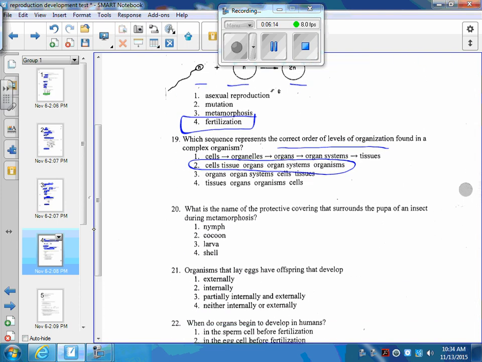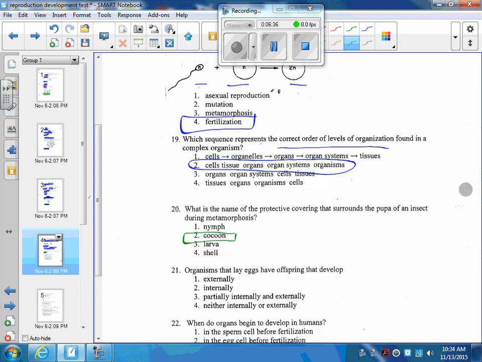This is the order of the organisms: cells, tissue, organs, organ systems, organisms. There's a little faux pas here because you should have arrows. That would be the only thing that could have tripped you up a little bit. What's the name of the protective covering that surrounds the pupa? This was from 2nd grade, so I hope that you know the cocoon, which I don't really like this question.